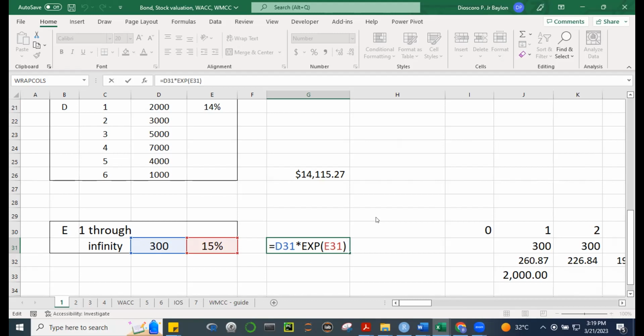Tingnan nyo yung class notes natin. The time value of money. We did this. Class, you can check your notes. Waiting for your response, class. Wala pa rin?